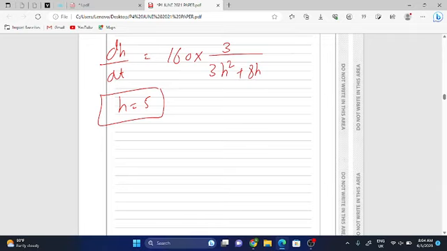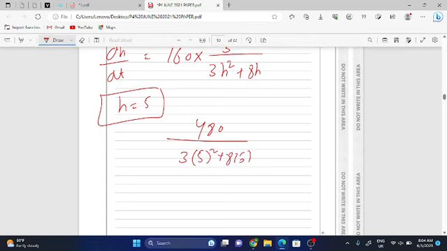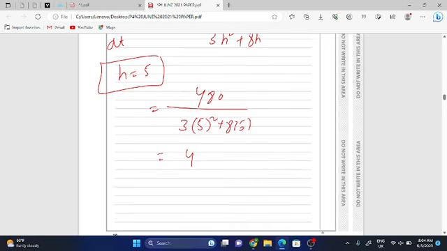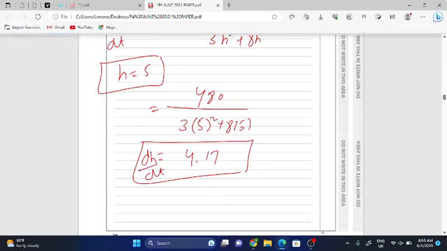When you do 160 times 3, it would be 480, whole divided by 3 times 5 square plus 8 times 5. Hold on, use your calculator and find what you are getting. 480 divided by 3 times 25 plus 8 times 5. Your answer would be 4.17. So that would be the answer for dH by dt. That's all.